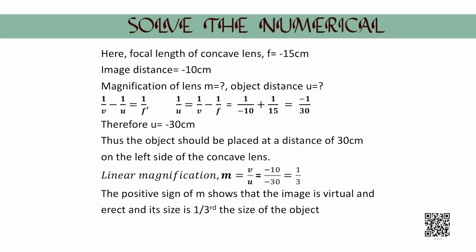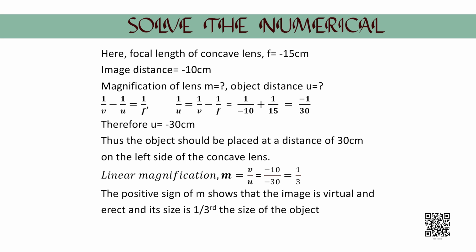Here, as we know, focal length of a concave lens is negative, so it will be given by f equal to minus 15 centimeters. Since concave lens always forms a virtual image on the same side of the object, the image distance is always negative. Therefore, image distance is equal to minus 10 centimeters. We are required to find magnification of lens and the object distance.